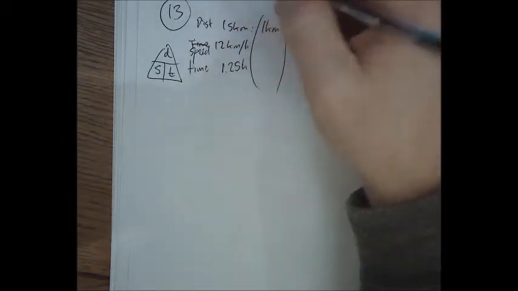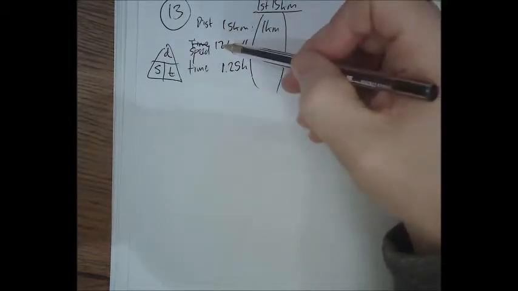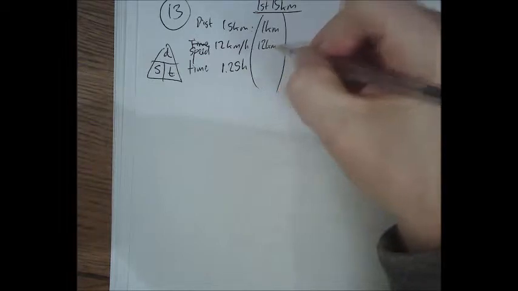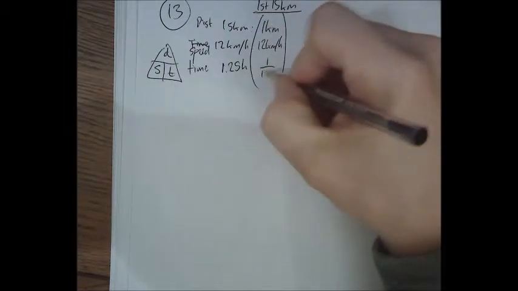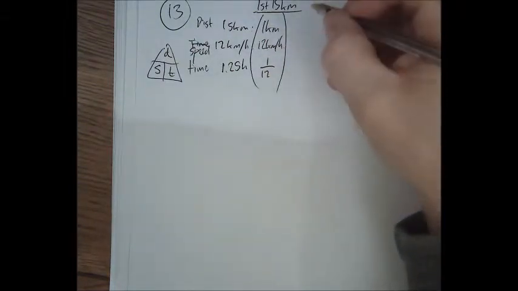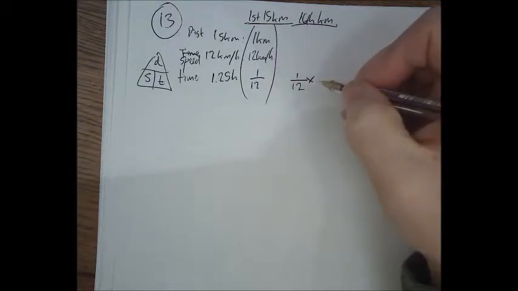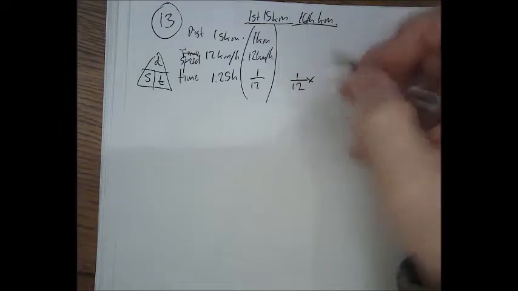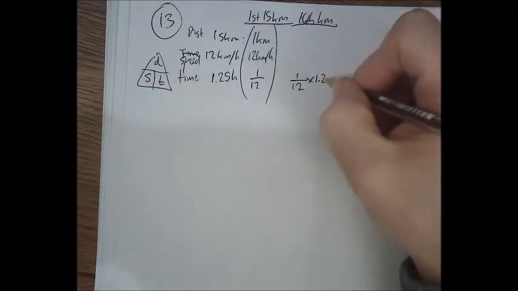so this is my little calculation for the first 15 kilometers. So 15 kilometers will be done at 12 kilometers per hour. So therefore the time taken will be the distance divided by the speed, so it'll be 1/12. But then for the 16th kilometer, it would be 1/12 times 1.2, because that's what increases it by 20%.